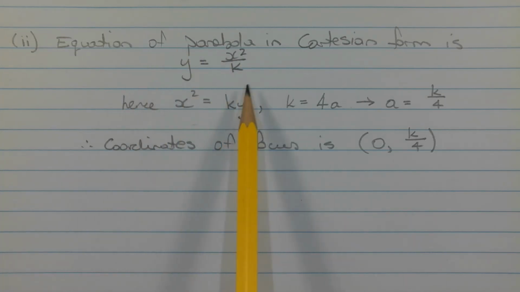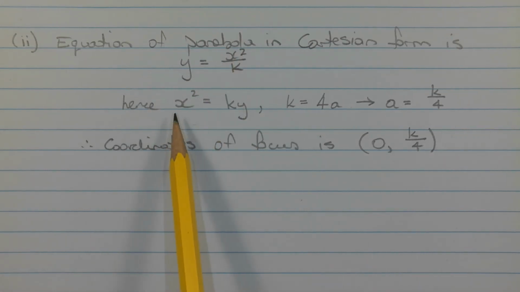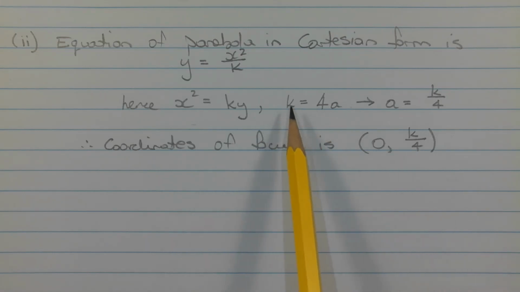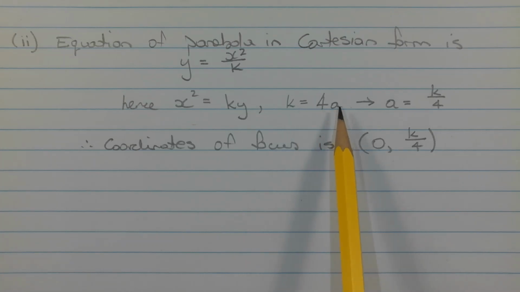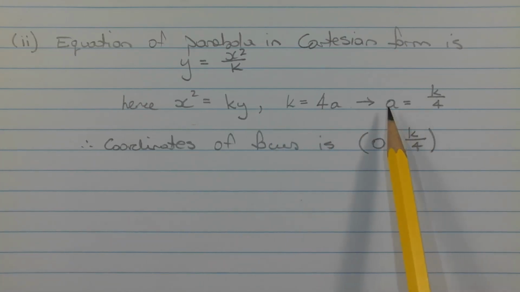Now, rearranging this equation to make x squared the subject, we get x squared is equal to ky, and this is in the form x squared equals 4ay, where a represents the focal length, which is the distance between the vertex and the focus. So k is equal to 4a. Dividing both sides of the equation by 4, we get a is equal to k over 4.